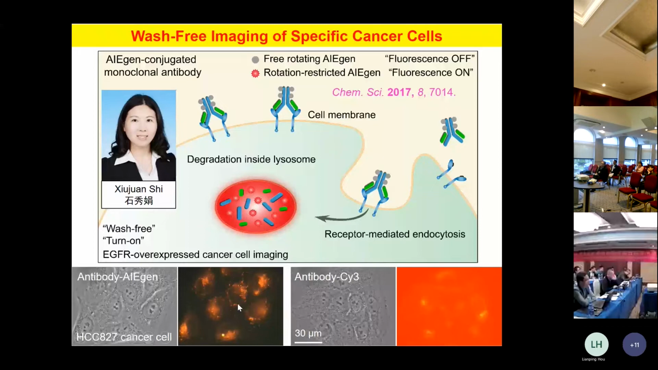However, for our system, because as I just mentioned, our bioconjugate is water soluble, outside the cell there's no emission. It will only emit light after it is internalized. So by doing this, we can realize this so-called wash-free imaging.